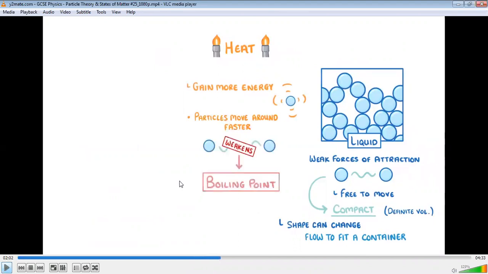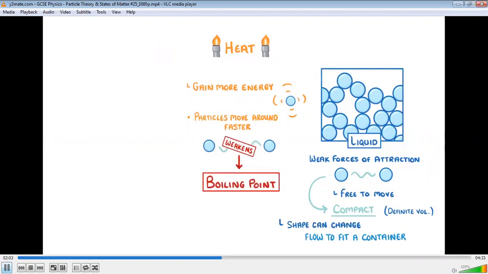These are the three words that I told you: gain energy, move faster, and weaken or break the attraction force. These three words have to be written or known because they will make it easy to answer. Don't memorize too much, just three words: gain, move, and break the attraction force.